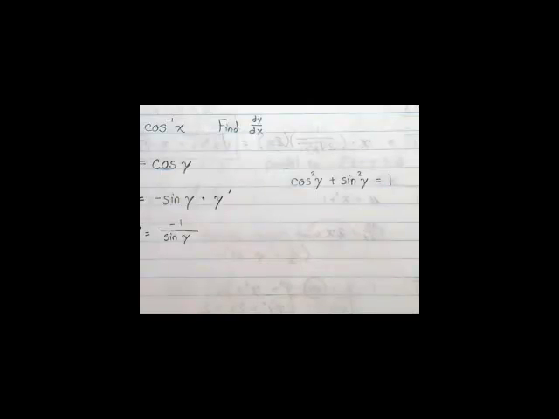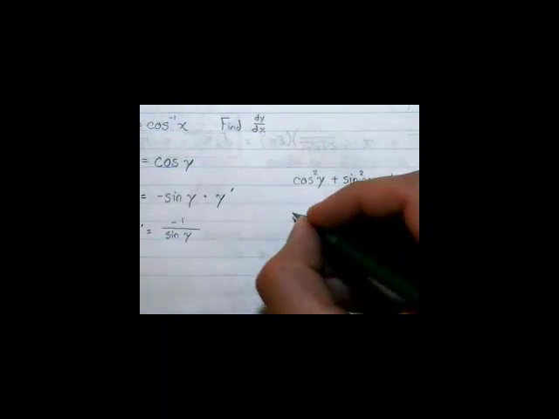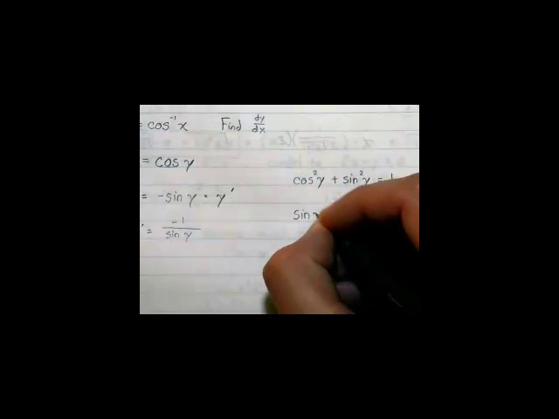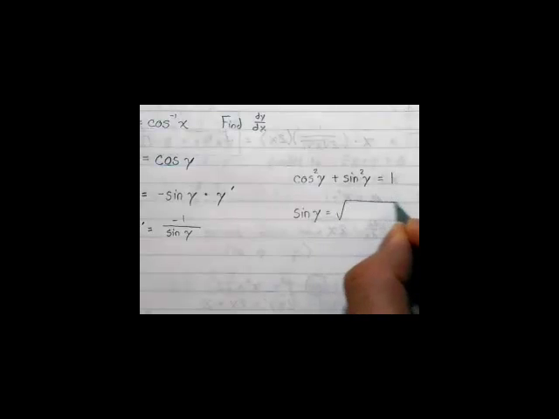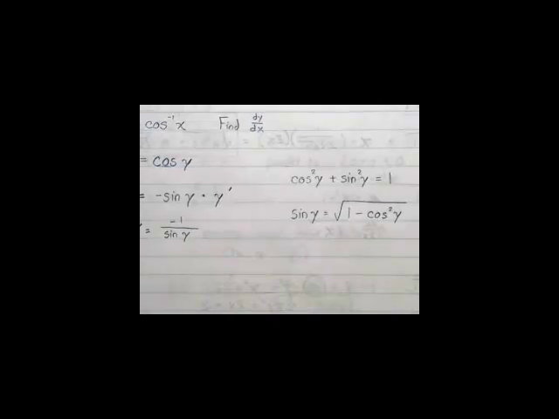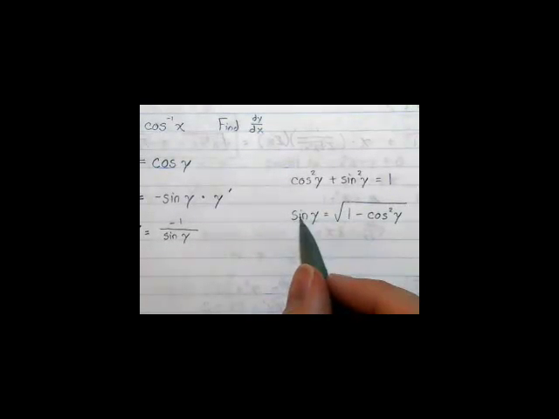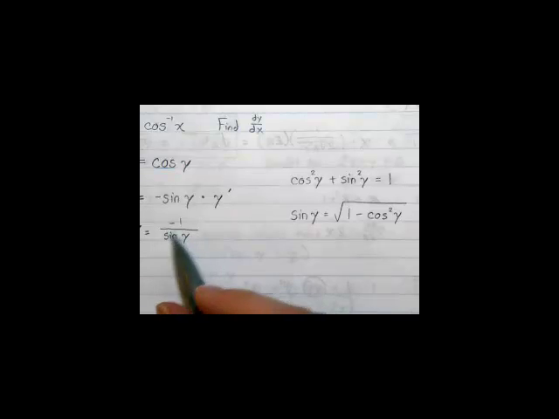Solve it for sine y. So did you say that? Yes, then you're right. Yep, so 1 minus cosine squared, and then you have to square root the whole thing, right? Since it's equal to sine y, substitute it down here into this one.